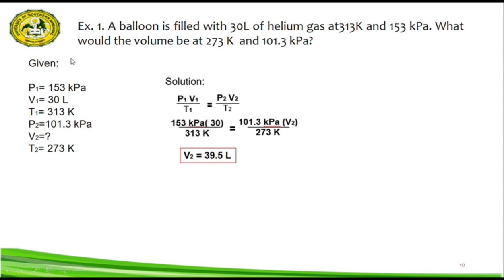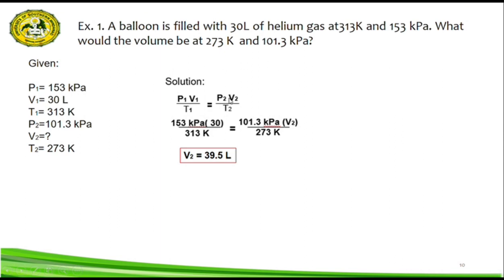First, we have to write all the given values from this problem. We have the initial pressure, which is 153 kilopascal, our initial volume, which is 30 liters, and our initial temperature, which is 313 Kelvin. Our final pressure is 101.3 kilopascal, the final volume is unknown, and our final temperature is 273 Kelvin.